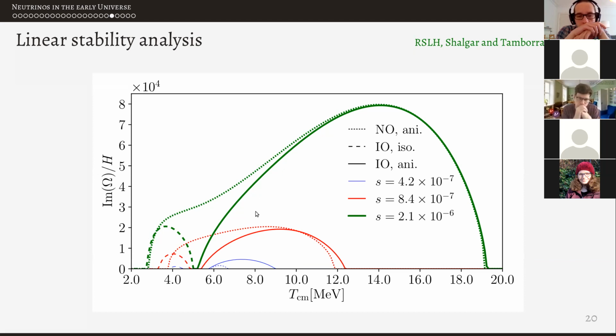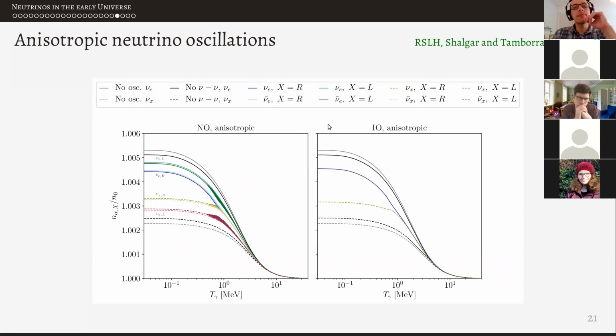So if we have isotropic initial conditions for normal mass ordering, then the neutrino-neutrino term is not going to lead to any unstable solutions. But we expect that with the anisotropic initial condition, we will get it. So let's look at the results. For the inverted mass ordering, it looks basically the same as it did for the isotropic initial conditions. But for normal mass ordering, you can see that now both left and right moving neutrinos have moved away from the no neutrino-neutrino line here.